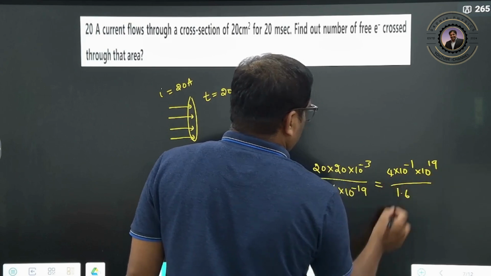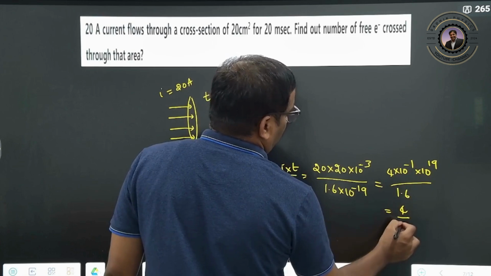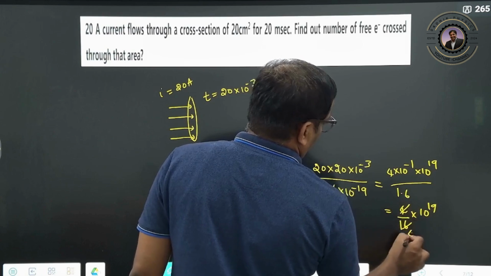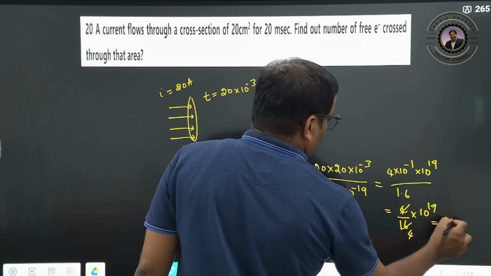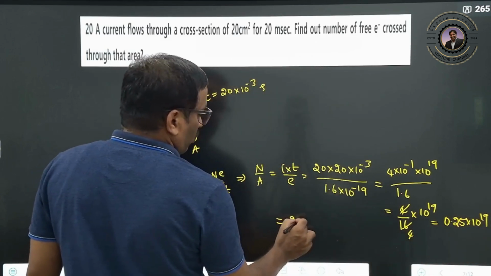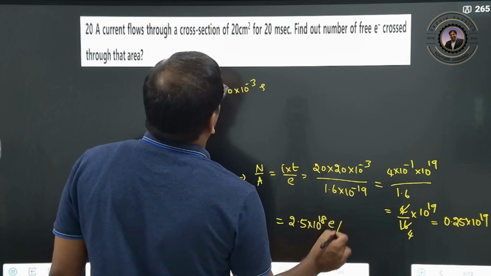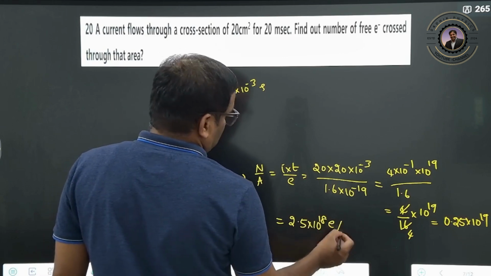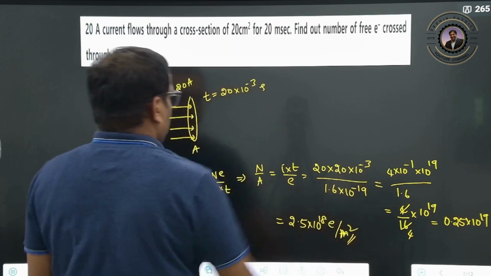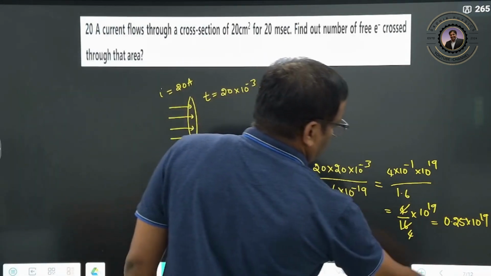divided by 1.6, or you can take it as 4 by 16. So 10 into 10 to the power of 19. 1 by 4 is nothing but 0.25 into 10 to the power of 19, which can be written as 2.5 into 10 to the power of 18 electrons per unit area per meter square. So the area cancels here. We'll see one more question now.